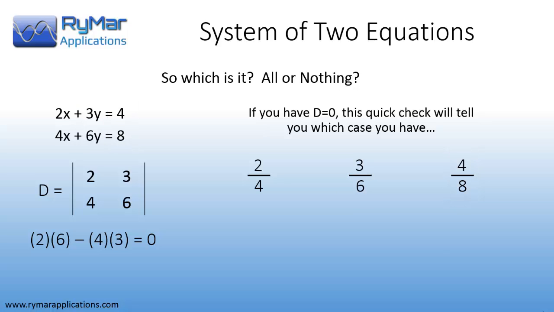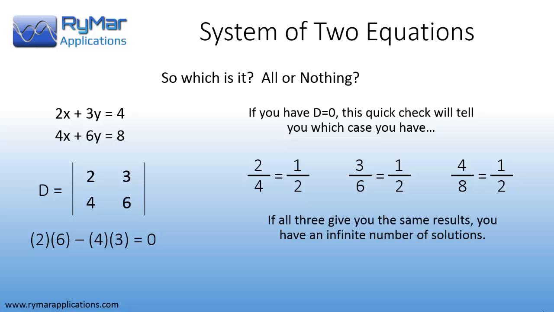All right, let's take a look at these three. If I reduce each of these fractions, they all reduce down to 1/2. If you end up where all three of those ratios give you exactly the same value, this is telling you that you have an infinite number of solutions.